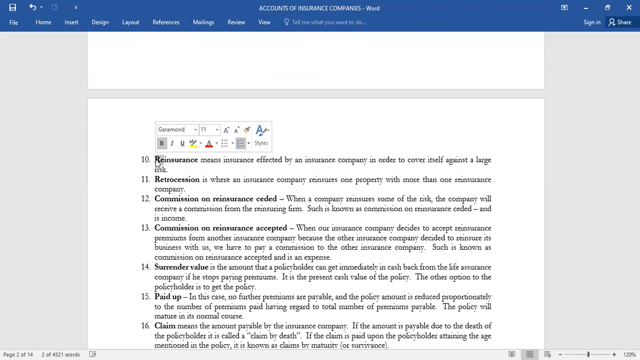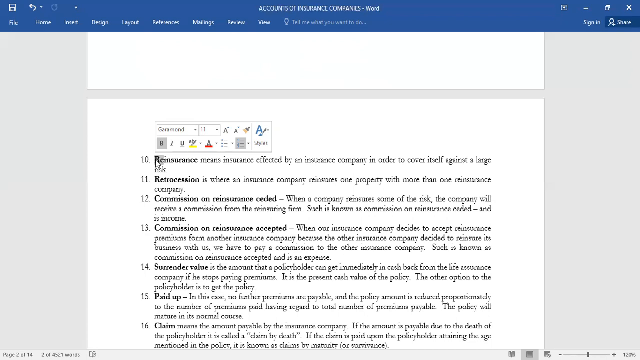So this means that the insurance affected by an insurance company in order to cover itself against a large risk. A good example is, you can imagine the value of a ship. You could take marine insurance to cushion the goods therein, but the ship in itself is a vessel, and the owners of this ship have really invested. So what they can do is they are going to insure these vessels again with other insurance companies.